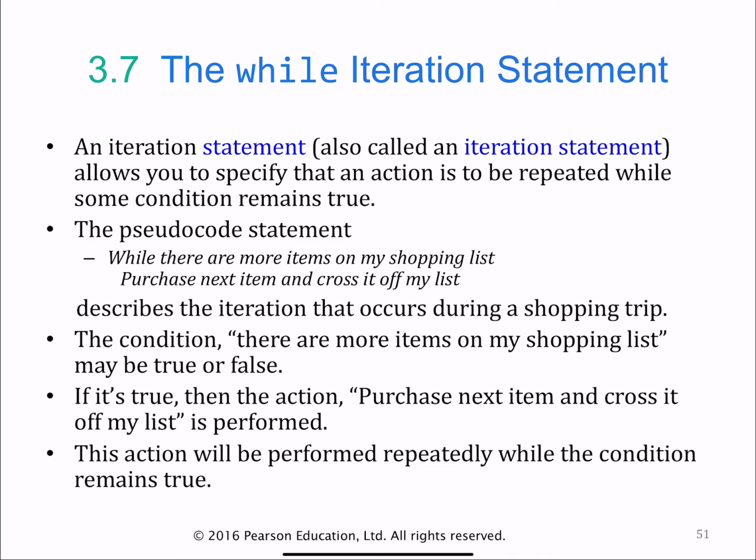So, in the simplest sense, I can look at this very simple algorithm that describes how to do groceries in these two lines. While there are more items on my shopping list, I purchase the next item and cross it off my list. It's a simple algorithm that describes how to do groceries, and you keep doing that until everything on your shopping list is crossed off.